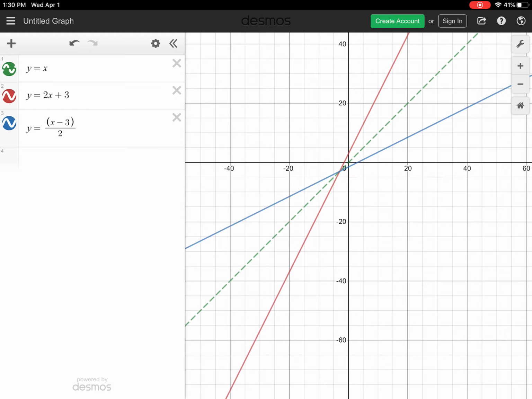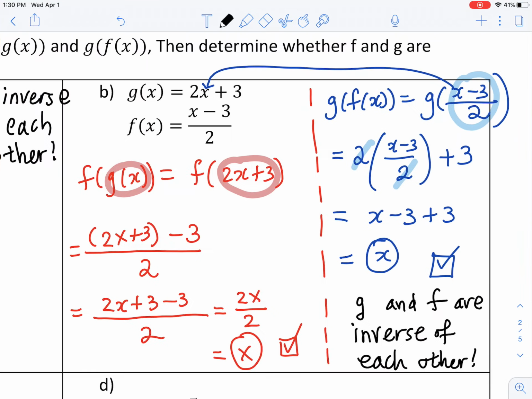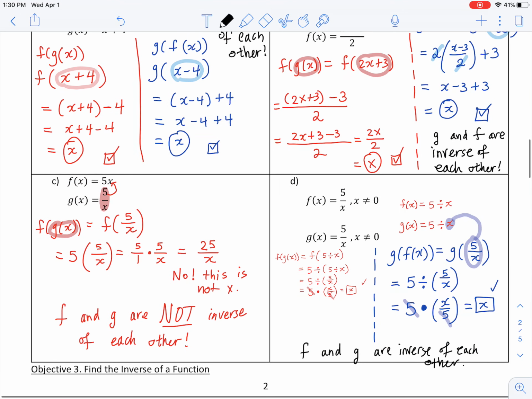Notice these two red and blue lines. Can you see the beautiful symmetry going on right here? The red line and the blue line are symmetric with respect to the line y equals x. And if they're inverse functions, we should see that, right? So that's what I kind of wanted to share with you.